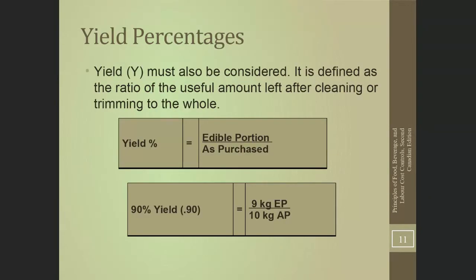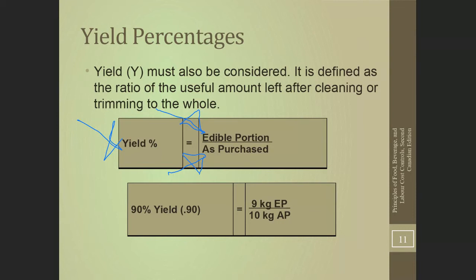So here's how we calculate the yield percentage. It's one thing to guesstimate in our heads what a yield would be for a specific product, but in many cases we want to calculate it ourselves to arrive at an accurate yield, especially for your high-priced items. To calculate our yield, we take the edible portion of the product, the portion that is actually usable, and we divide it by the as purchased portion. Do that, and you will get your yield percentage.